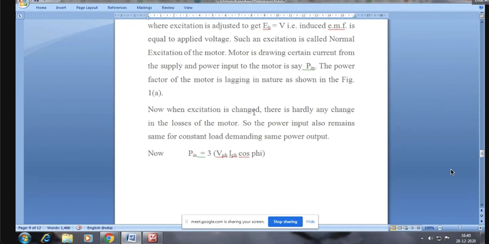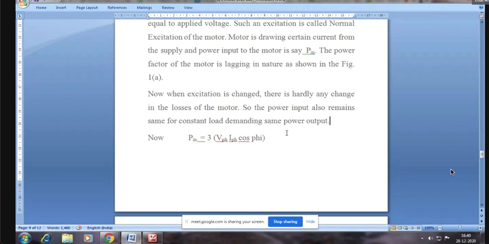when the excitation is changed, there is hardly any change in the losses of the motor because loss will not depend on the excitation. I repeat, loss will not depend on excitation. So the power input also remains same for constant load, demanding the same power output. That means as long as you keep the load constant, the power output will also remain constant. Is this clear?